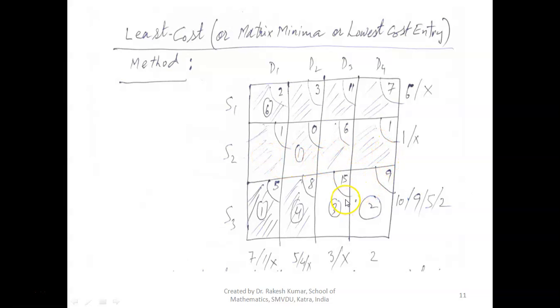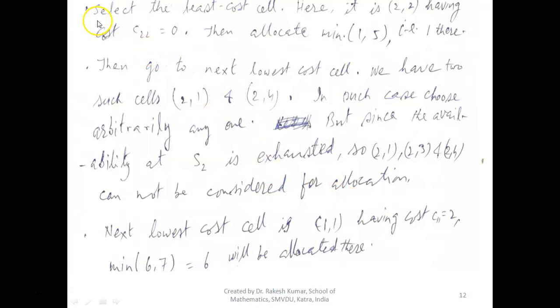Okay, so this is only my solution. I have just written what I have spoken here, so you can read here. From here select the least cost cell. Here it is 2 2 having cost 0, then allocate minimum of this 1 there, then go to the next lowest cost cell. We have 2 such cells. In such a case choose arbitrarily any one, but since the availability is exhausted, this will not be considered for allocation.